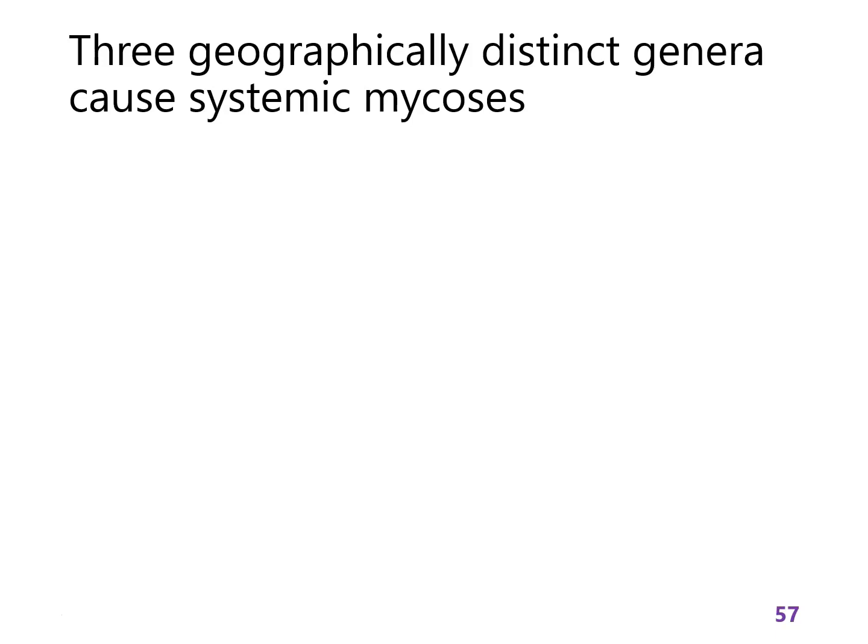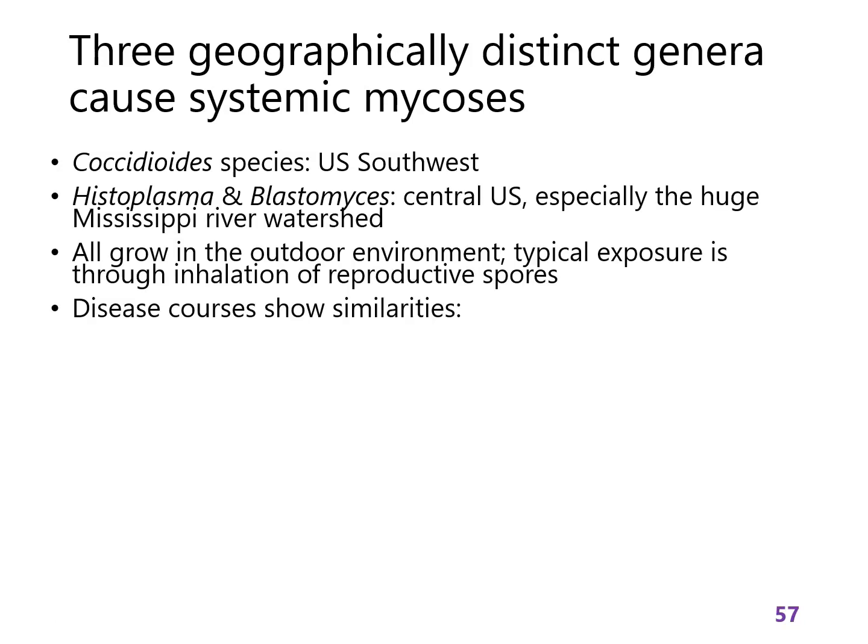So knowing where a person has been will help you figure out whether these might be involved. So, for example, in the U.S. Southwest, in Arizona and California, Coccidioides species are very common, and they cause what's called valley fever, and we'll get to that. In the Mississippi River watershed, that's all the states whose water drains into the Mississippi River. Over there, we can find histoplasma and blastomyces, and those are a little bit different.